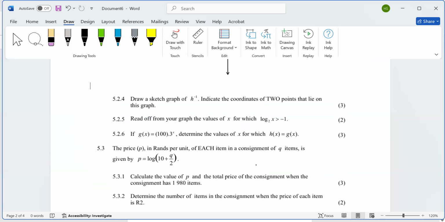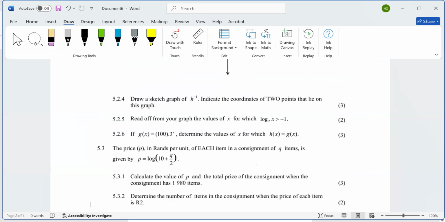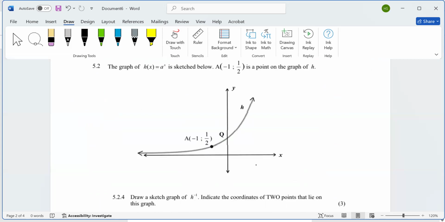We go to 5.2.3. Draw the graph of h, indicating the coordinates of 2 points that lie on the graph. So which points are we going to take? We are coming from the positive side, and then we're going towards the negative side. So it means it's going to look something like this. This is how our graph is going to look like.